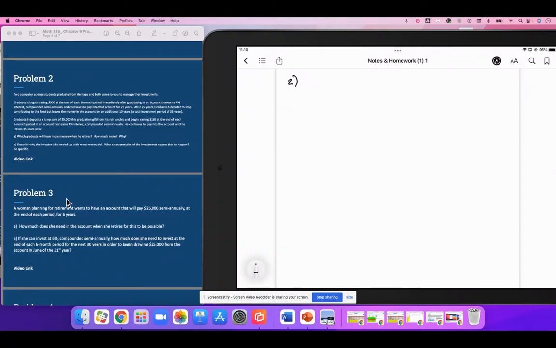And number two, we've got two computer science students, graduates from Heritage, and both come to you to manage their investments. Graduate A begins saving $300 at the end of each 6-month period immediately after graduating in an account that earns 4% interest compounded semi-annually and continues to pay into that account for 25 years. After 25 years, Graduate A decides to stop contributing to the fund and leaves the money in the account for an additional 10 years. So a total investment period of 35 years.